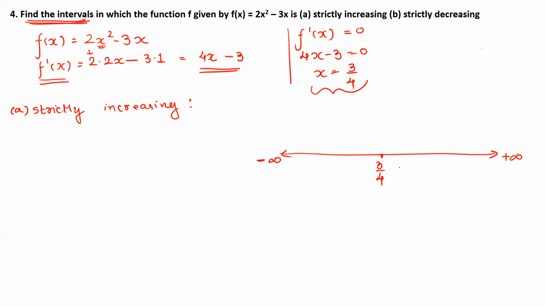So how to find out the intervals? First of all, f(x) we have written, then we find f dash x, then we consider f dash x is equal to 0. And for that, we find the value of x. My value of x is 3 by 4. That means you can go to the left side of 3 by 4 and to the right side of 3 by 4, for which the function will be strictly increasing and strictly decreasing.